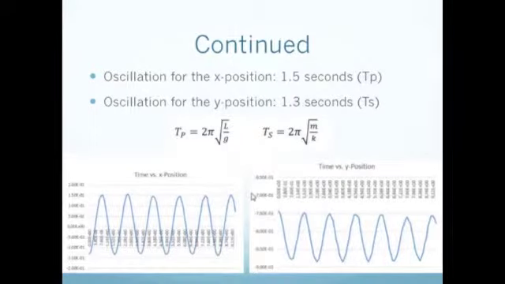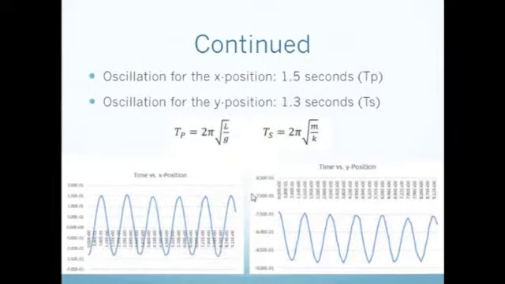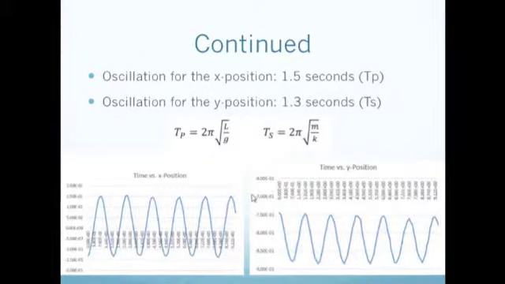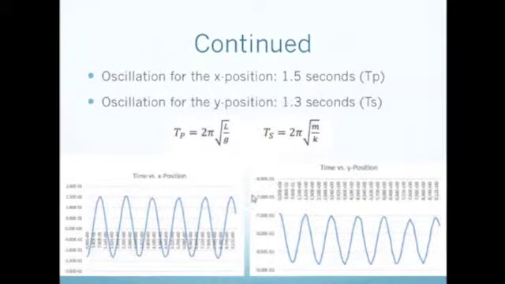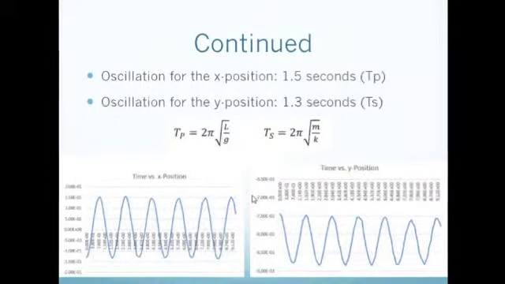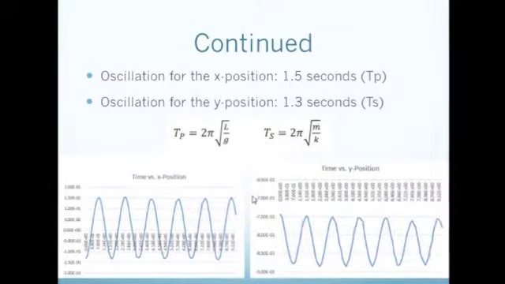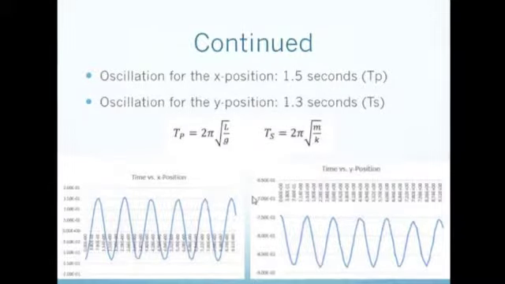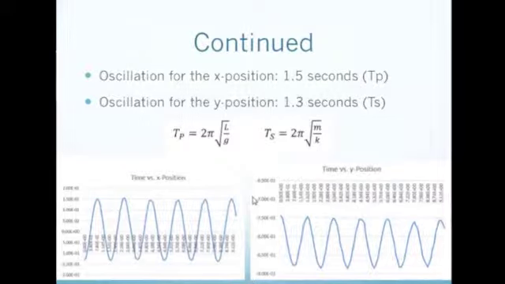The oscillation period for the x position was 1.5 seconds, whereas the oscillation period for the y position was 1.3. The differences in the periods of oscillation are caused by the different equations used to find both the x and the y period.